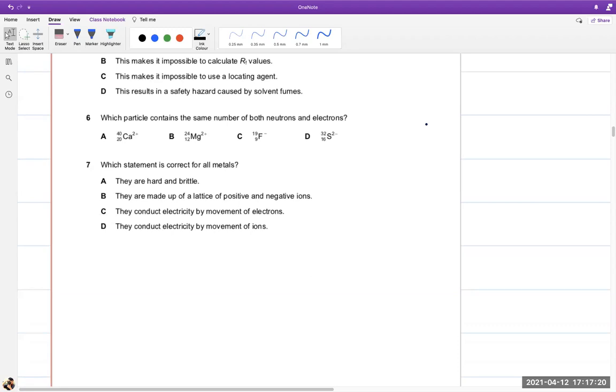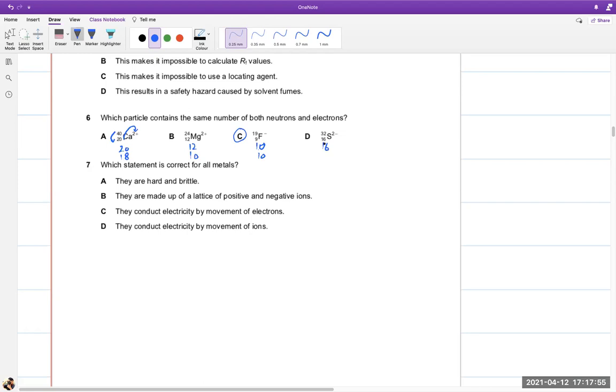Which particle contains the same number of both neutrons and electrons? So for that, let's just figure out the neutrons and electrons. Neutrons are this minus this, and electrons are this minus this. Okay, so 40 minus 20 is 20, and 20 minus 2 is 18, not the answer. 24 minus 12 is 12, and 12 minus 2 is 10, so not the answer. 19 minus 9 is 10, and electrons 10 हो गए. So this is the answer.